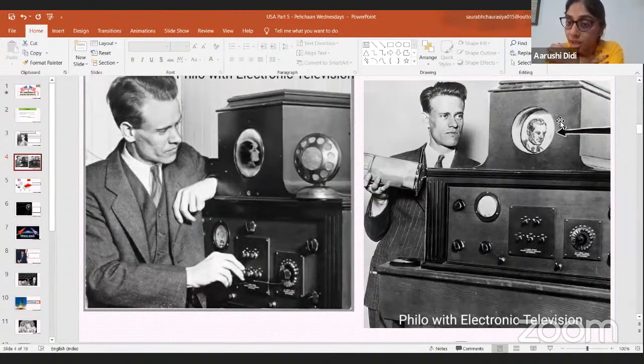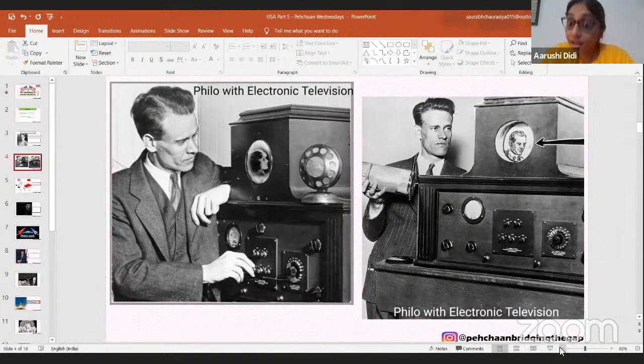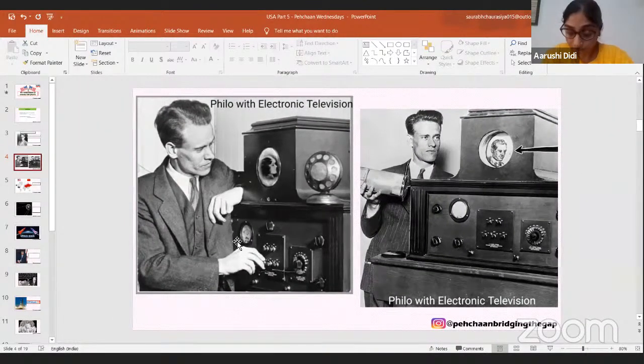But what we watch today is the modern version of television. This looks like a drawing, right? This was the first ever television, and they could only see the head. They couldn't even see the entire body. But this is the invention, and he did this in 1927. That's right, 1927, 94 years ago. So he was far ahead of his time when he invented this.